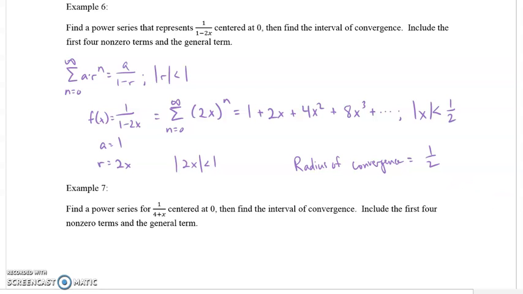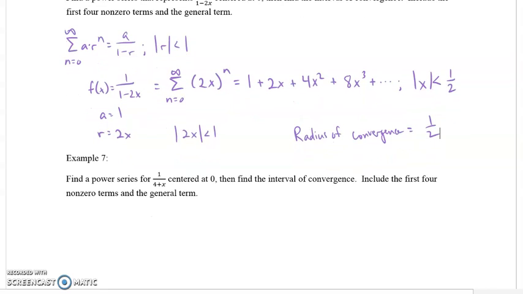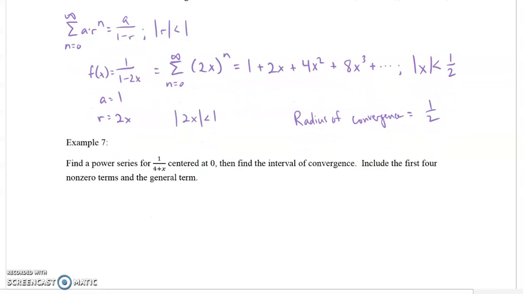Now, example 7 looks innocent enough, but there's a pretty nasty trick here that we have to be cognizant of. So we're going to start by remembering this thing that someone once told us, that the sum from n equals 0 to infinity of a times r to the n is equal to a over 1 minus r, provided that the absolute value of r is less than 1. And we're going to compare that to the fraction 1 over 4 plus x.